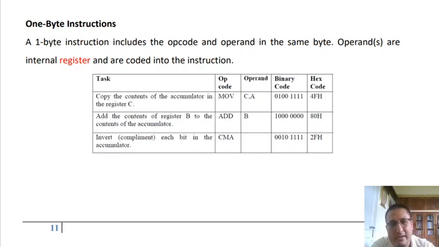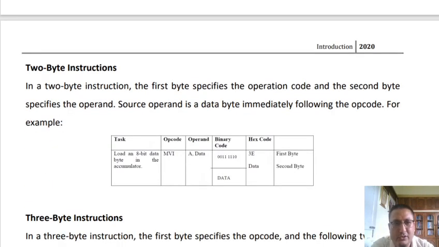Likewise, we have the two-byte instruction. In a two-byte instruction, the first byte specifies the opcode, and the second byte specifies the operand. Again, in the case of a two-byte instruction, the first byte specifies the opcode or the operation code, and the second byte specifies the operand.